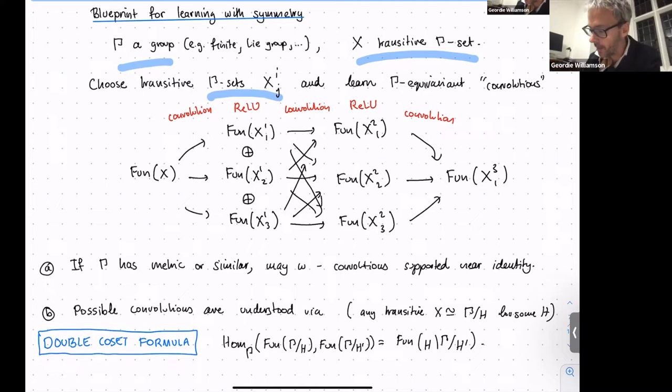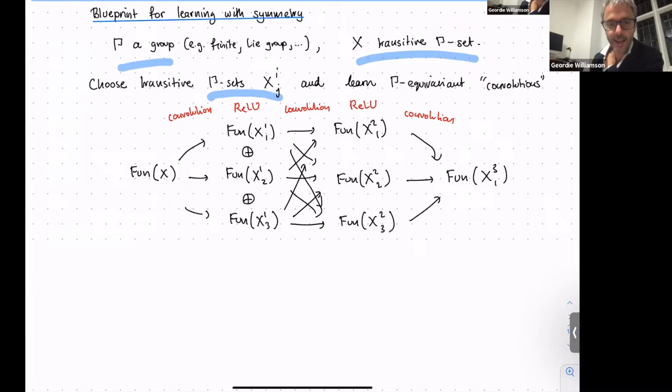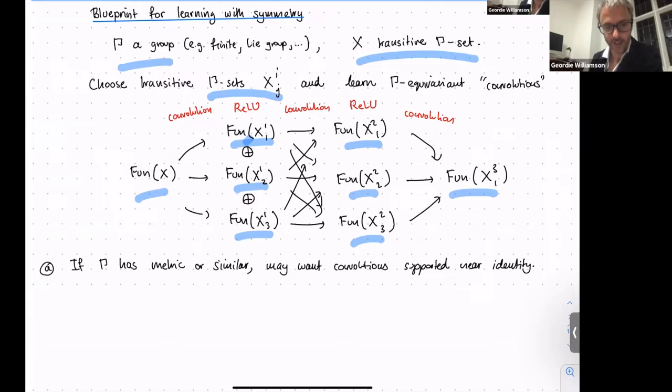So this is our architecture, which I claim specializes to, for example, a convolutional neural net. We have functions on our transitive sets, and then we have equivariant maps between them. And the point is that if gamma has some kind of metric, for example in the example of Z squared you have the natural metric, then you can ask that convolutions be supported near the identity. This gives you some notion of locality.